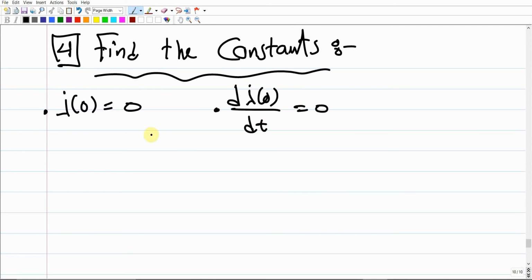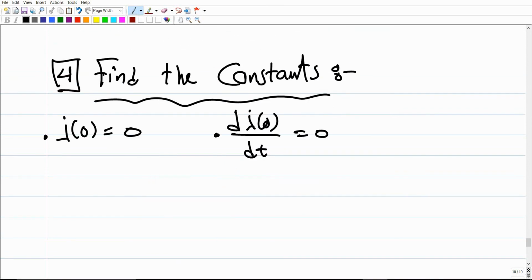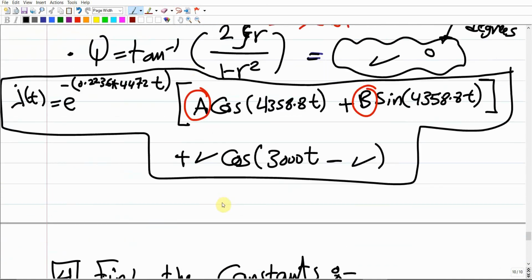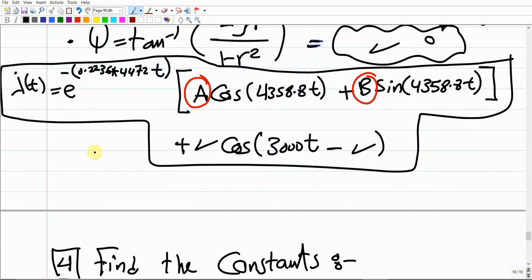It is not necessary for it to be 0. It could be any other value. It depends on the given function. How can we find this? As you can see, we have to find the derivative of the current with respect to the time.